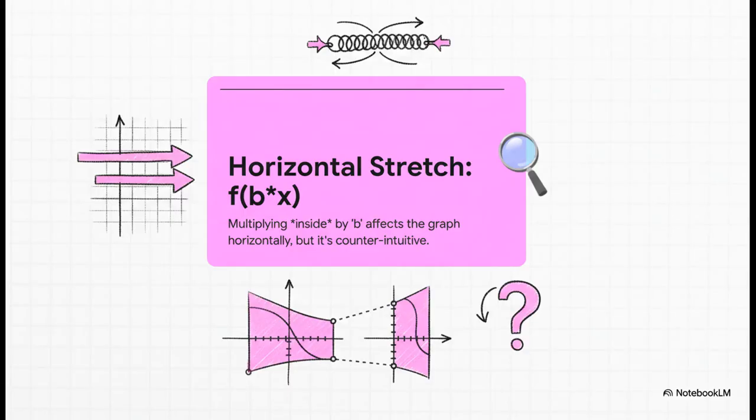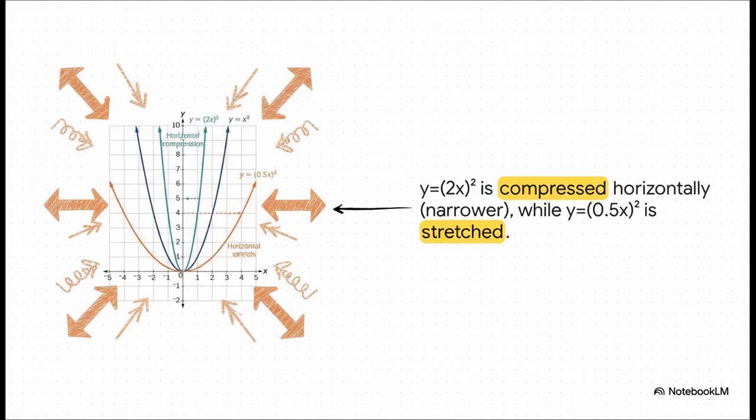And you can probably guess what's coming next. When we multiply inside the function, things get counterintuitive all over again. Multiplying the x by a constant is going to stretch or compress the graph horizontally, but it's going to do it in the opposite way you'd probably expect. So here's the bottom line. Multiplying the input by 2 doesn't make the graph twice as wide. No way. It actually makes it twice as narrow. It squeezes it horizontally. And on the flip side, multiplying by 1/2 stretches it out, making it wider. It's that same backward logic we saw with the horizontal shifts.